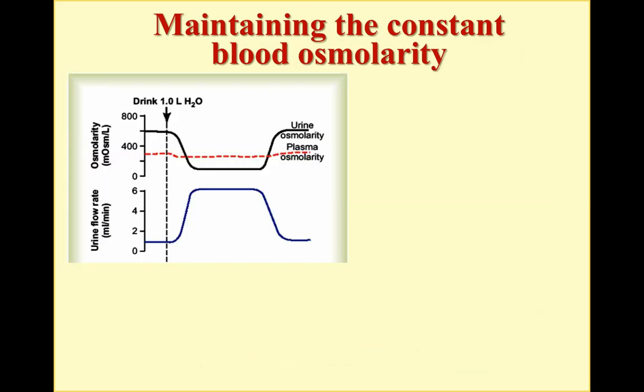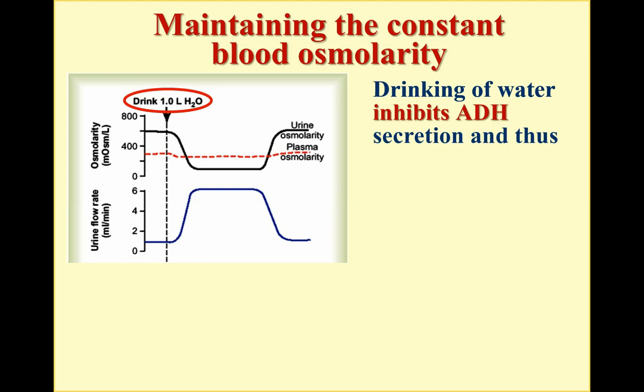Mechanism of maintaining the constant blood osmolarity. We can observe this on an example of drinking 1 liter of water. It's rather big to drink at once, but for a healthy person it doesn't produce serious problems. It just temporarily increases the urine excretion amount for the next few hours. Drinking of water, 1 liter. From this moment, what happens? ADH secretion is greatly inhibited.